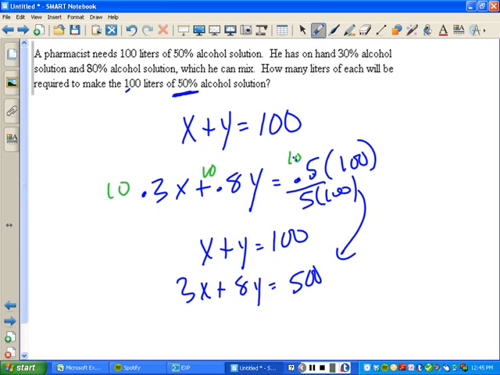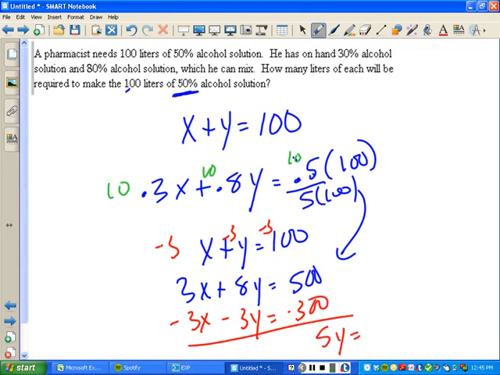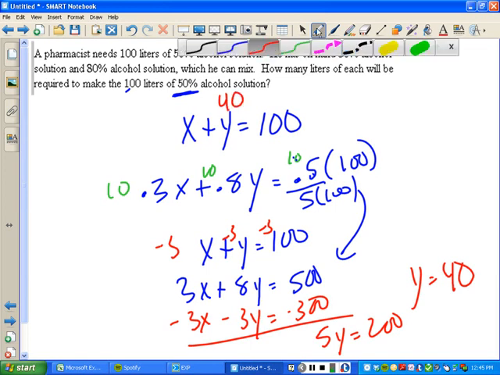Okay. All right, we're going to multiply through by -3. So we're going to get -3x minus 3y equals -300. 5y equals 200. And y is equal to 40. If y is 40, how much is x? It's 100 total, right? X is 60. If y is 40, x is 60.